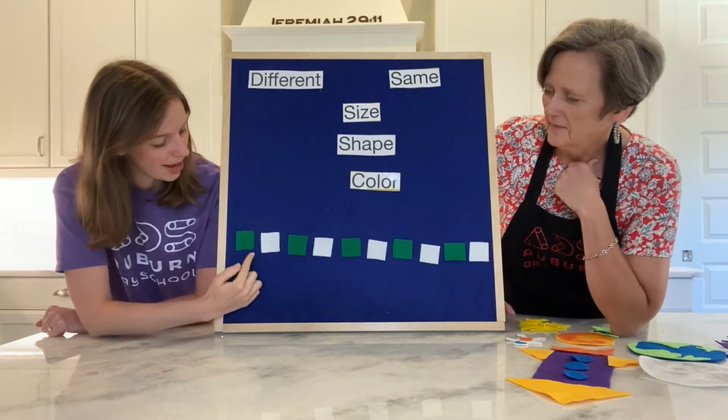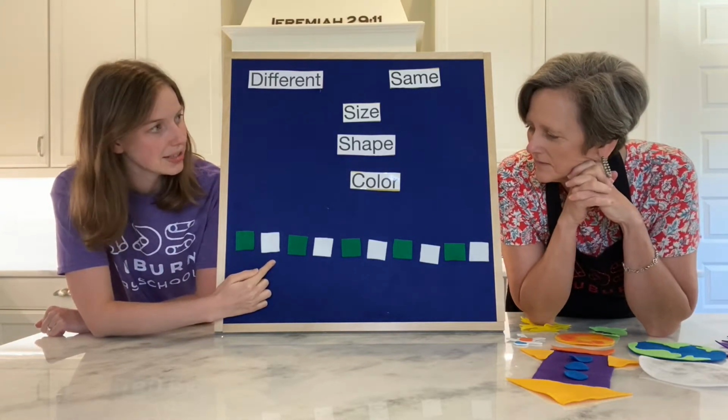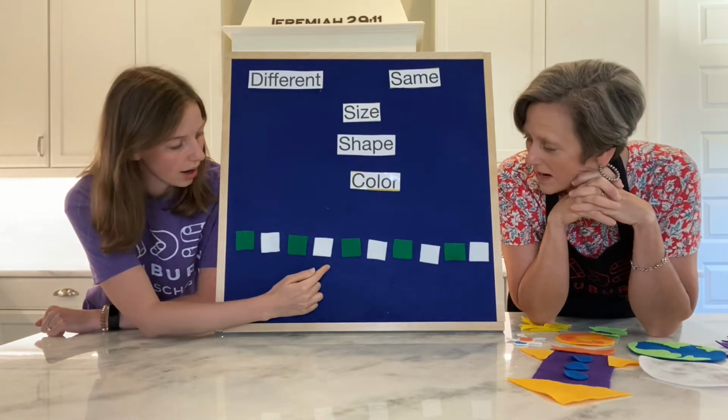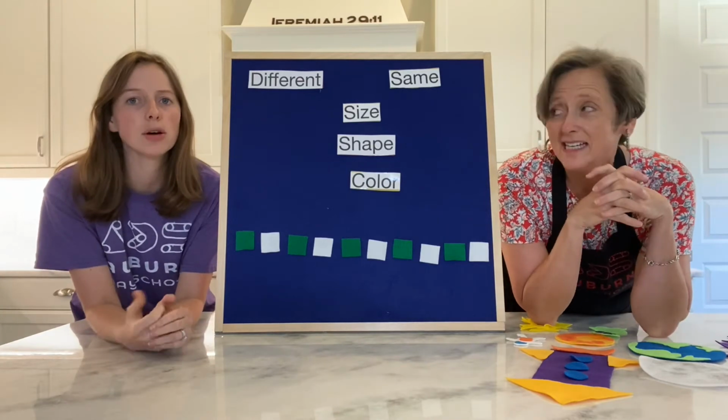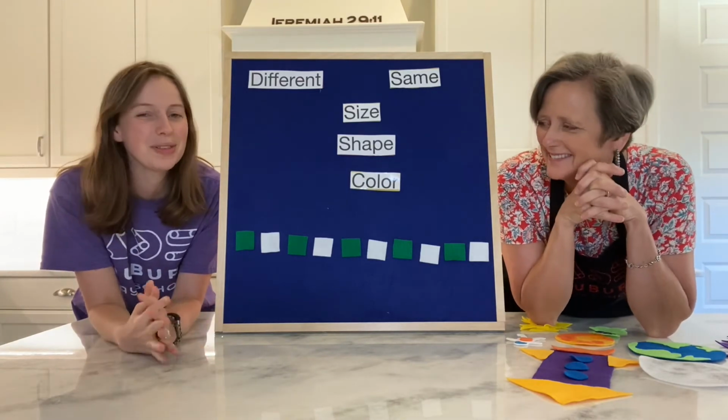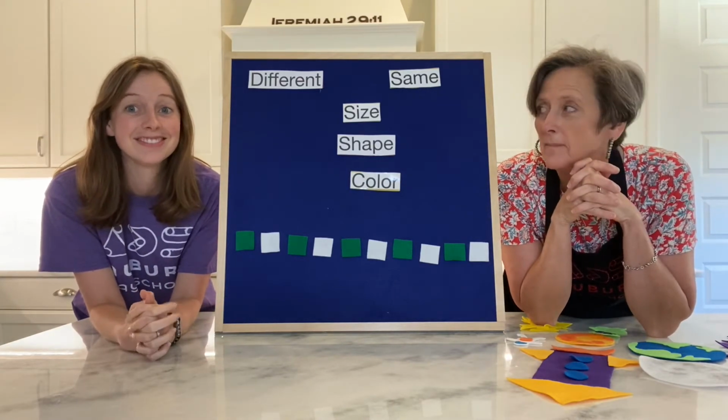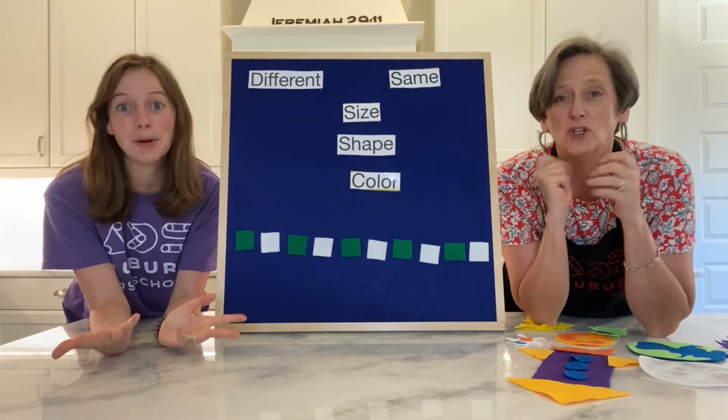All right, let's see. We have a green and then a white. Green, white, green, white, green, white, green, white. So if we were going to name this pattern, what do you think we could name it? That's right, we could call it green, white. That would be a perfect name.